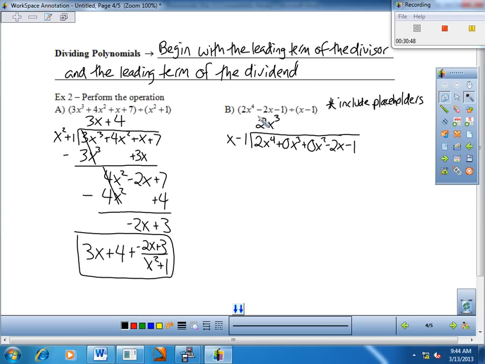What do I do with this 2x cubed? Well, I multiply into the divisor. I distribute it in, and I get 2x to the 4th minus 2x cubed. So notice, look how nice that is, the vertical piece.